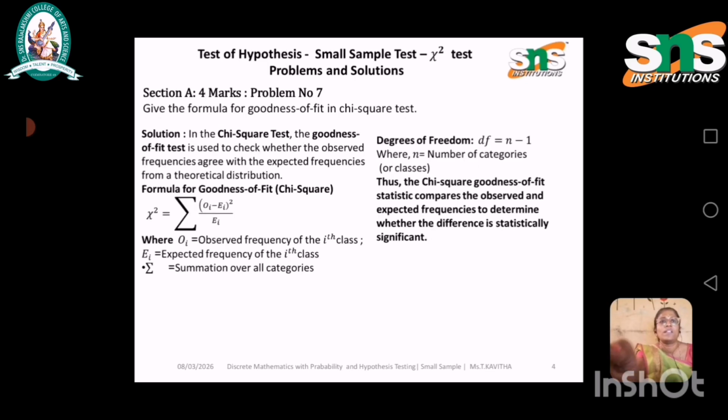These are the uses. The next topic is the formula for goodness of fit in chi-square: observed frequency minus expected frequency whole square divided by E. The goodness of fit test is used to check whether the observed frequencies agree with the expected frequencies from a theoretical distribution. If the number of categories is n, the degrees of freedom is n minus 1. Thus the chi-square goodness of fit statistic compares the observed and expected frequencies to determine whether the difference is statistically significant.